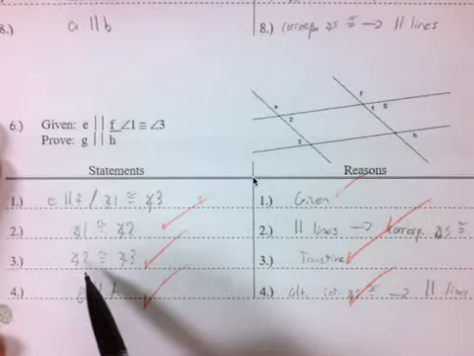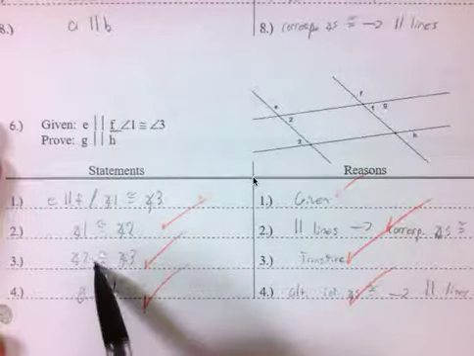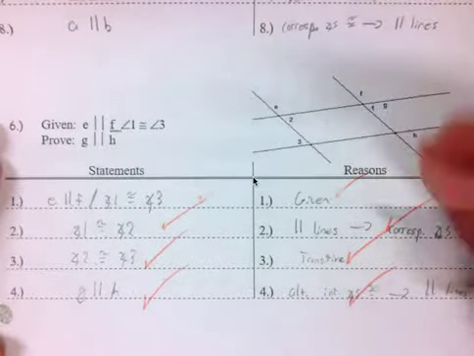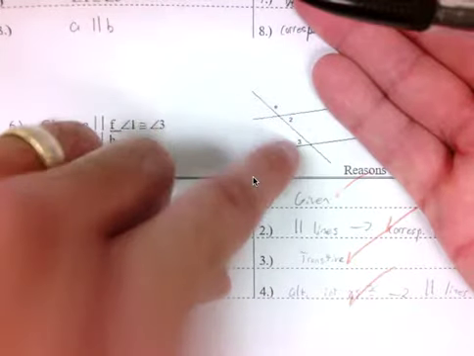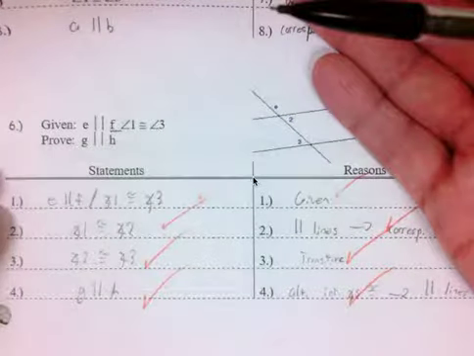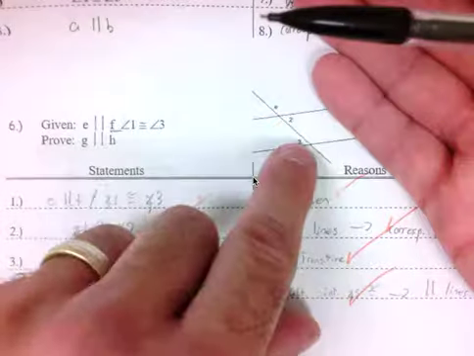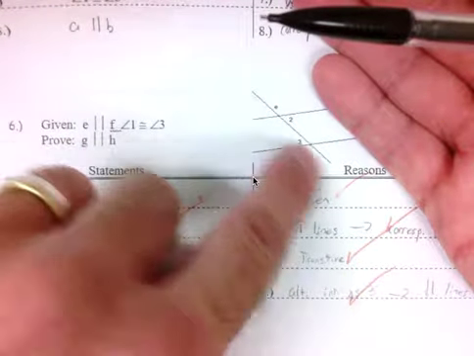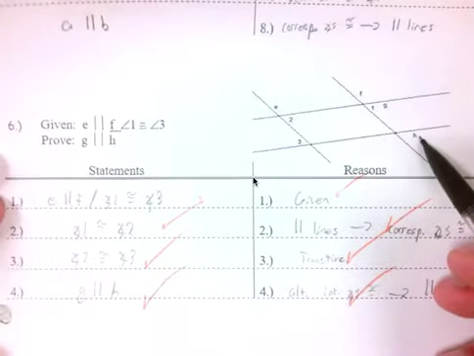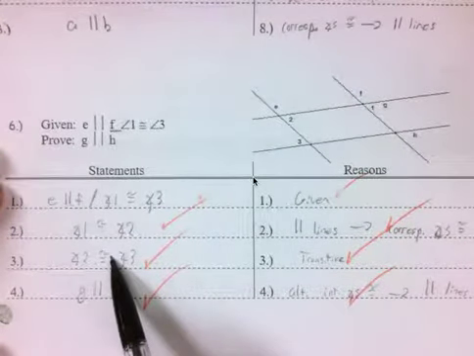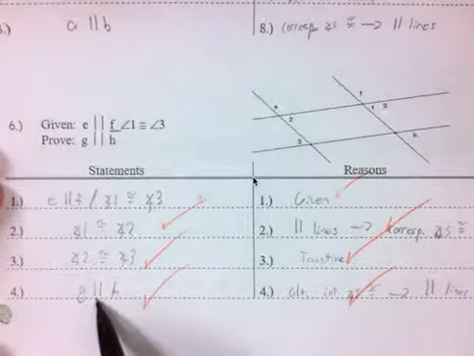But again, it's all about going in order. Angle 2 is congruent to angle 3. If you look in your picture, there's angles 2 and 3. Angles 2 and 3 are alternate interior angles. If those alternate interior angles are congruent, the transversal is E, the lines getting crossed are G and H. So with the alternate interior angles that are congruent, I can say that G and H really are parallel lines.